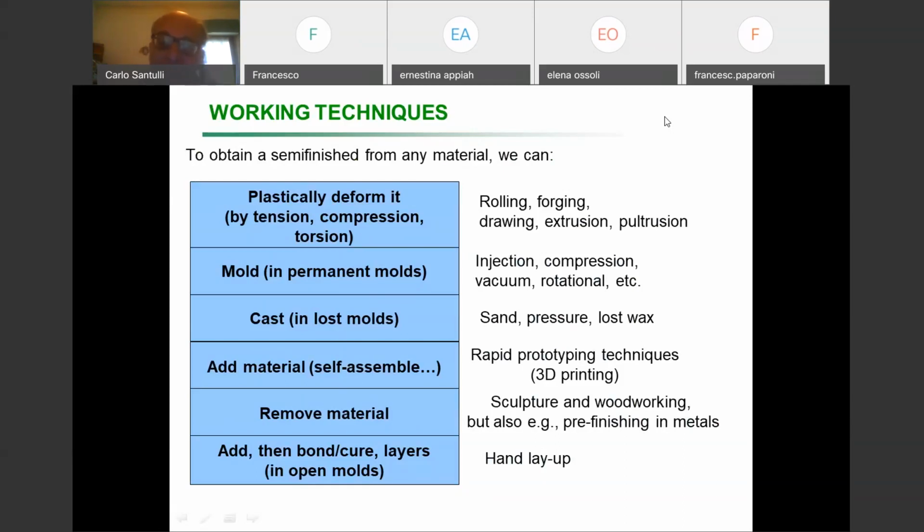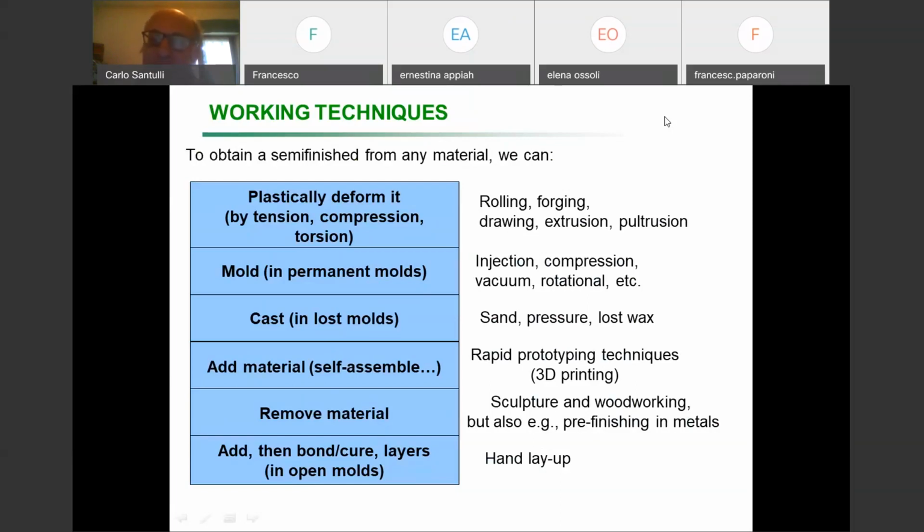Finally, there is another possibility. I don't pretend to be exhaustive, but I think it covers 99% of ways of producing materials, and from materials producing then objects and structures. Then there is the typical procedure which is used, for example, in shipbuilding, which is bonding different layers, adding and bonding and curing, therefore, different layers. Curing means that we leave them drying and bonding to be complete.